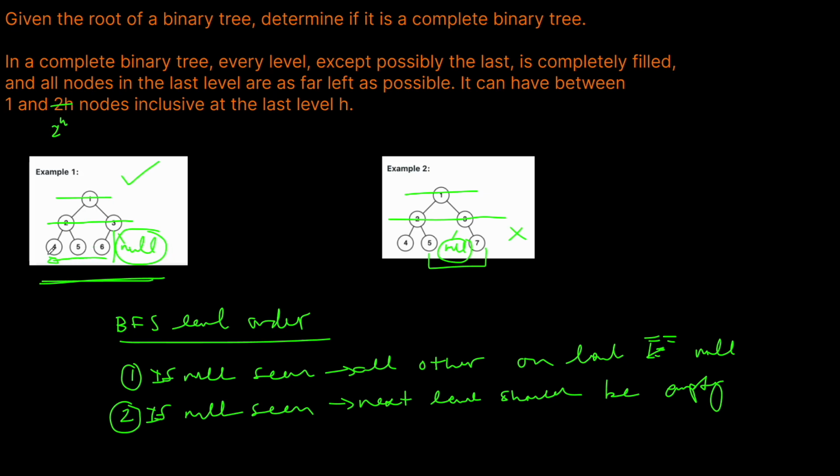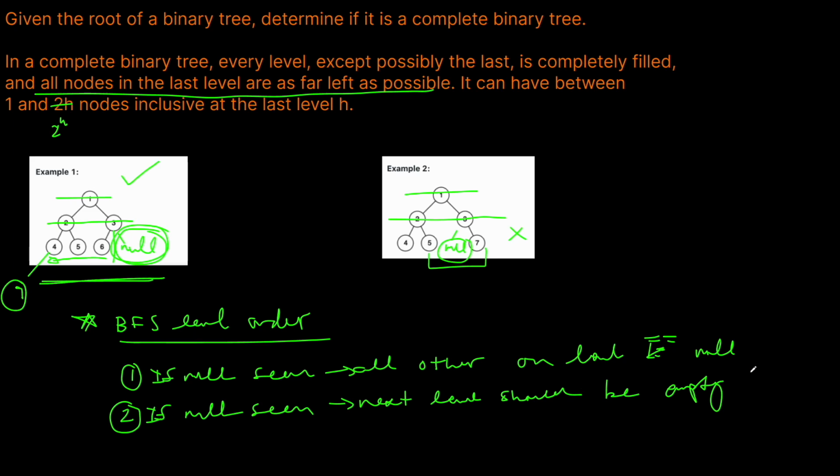If there was a value, say 4 had a child, and we'll call it 9, this would not be a complete tree because we cannot have another level after we've seen a null, right? As we can see from the tree, all the nodes in the last level are completely as far left as possible. So if we see a null, it has to be in the last level of the tree. Otherwise, it's not a complete tree. So pretty simple. Like I said, it's going to be a BFS solution, and we're going to be looking for these two criteria.